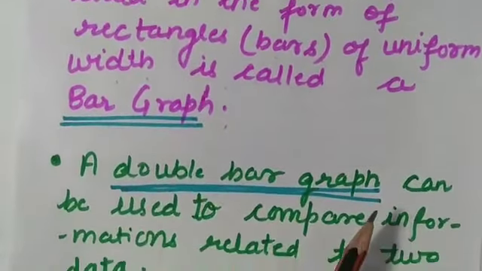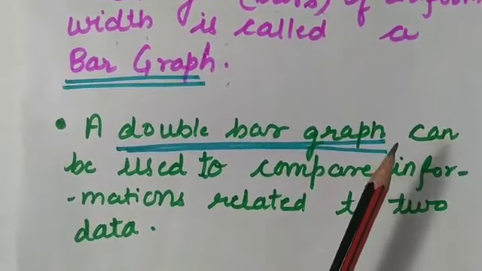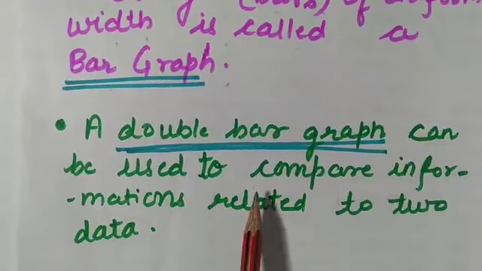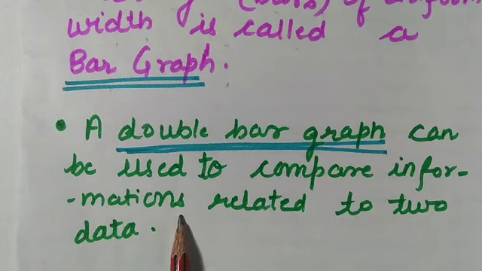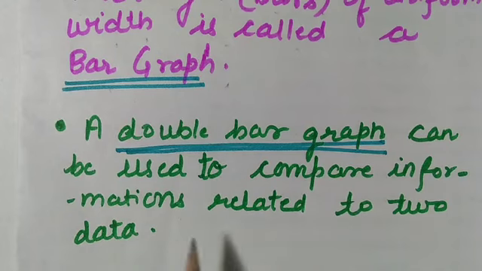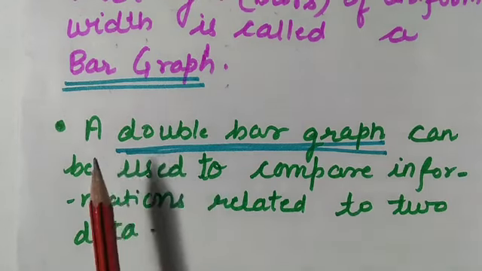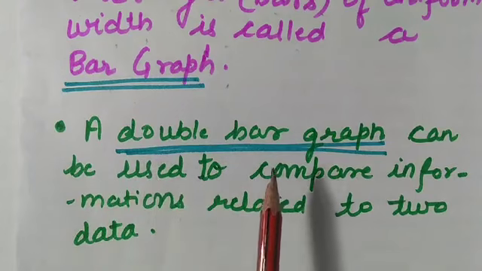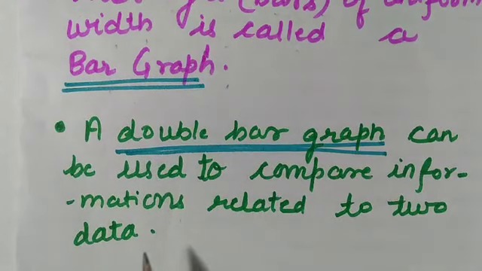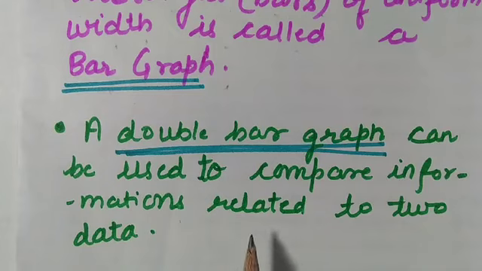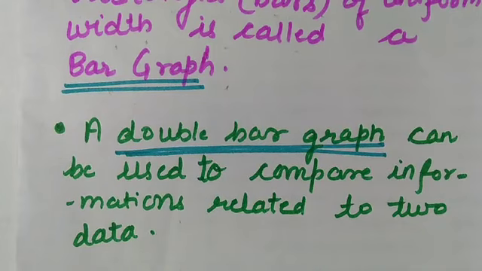After that we have learned about double bar graph. A double bar graph can be used to compare information related to two data. So basically, a double bar graph can be used to compare the information that is related to two data.